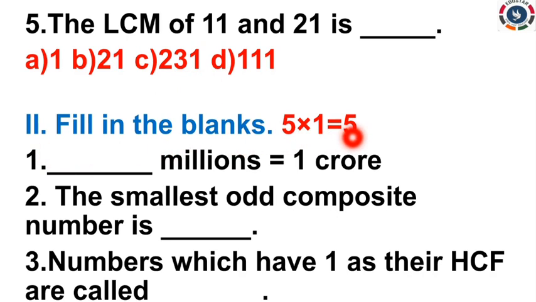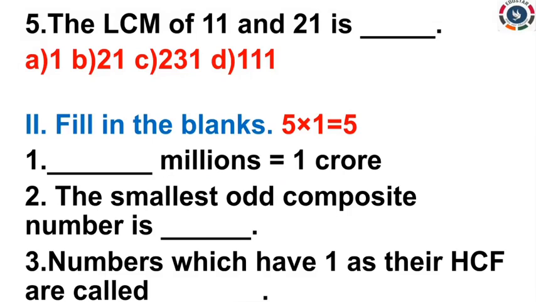Roman numeral 2, fill in the blanks. 5 into 1 equals 5. So each question carries 1 mark. So dash millions equal to 1 crore. How many zeros in 1 crore? 7 zeros. And in a million, how many zeros? 6 zeros. So if you cut 6 zeros in 1 crore, you are left with 10 alone. So 10 millions equal to 1 crore.